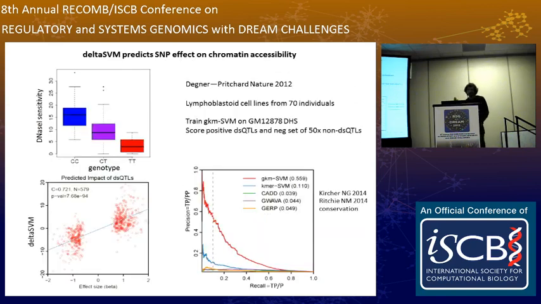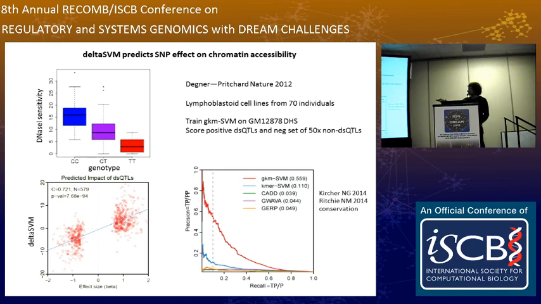There's one really great data set we can use to evaluate this model. It's a set of dsQTLs published in Nature by Jonathan Pritchard's group. This is a set of SNPs whose genotype affects the DHS sensitivity at that locus.